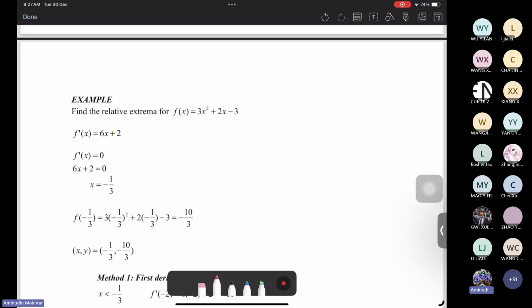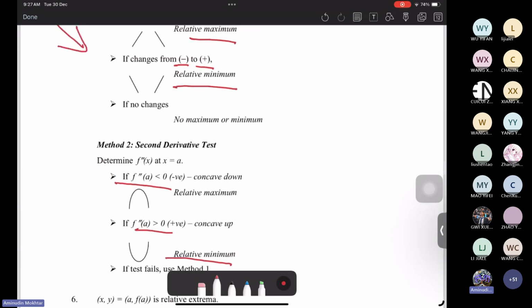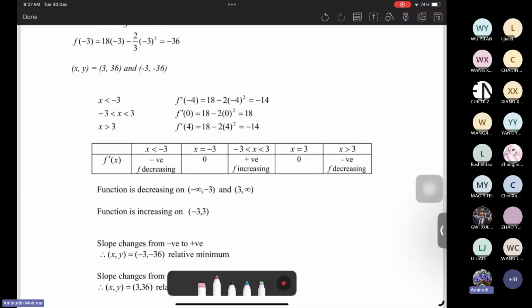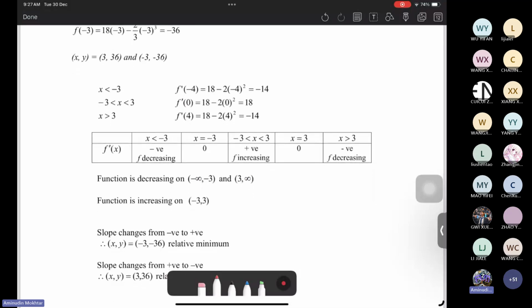Okay, then how to apply the concept. I will choose a few examples to explain this concept after the break.